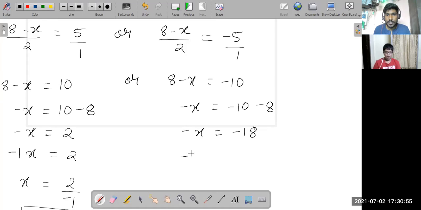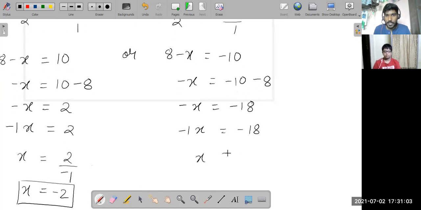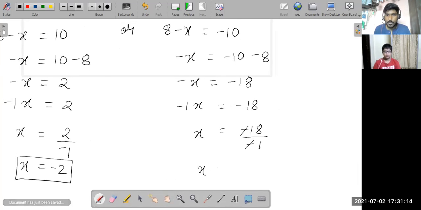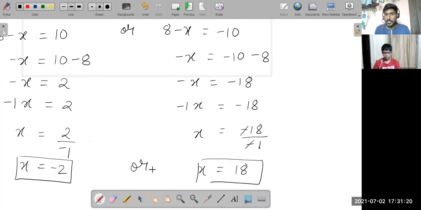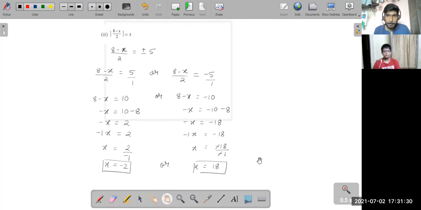Now if you see, you have minus minus on both sides. So we'll do the same thing. This we write as minus 1x is equal to minus 18. And this will become x is equal to minus 18 divided by minus 1. Minus and minus became plus. So you have x is equal to plus 18. So x is equal to minus 2 or x is equal to plus 18. Did you understand this? Yes, sir. Okay, go through the sum. Can you see the entire sum? Okay, go through the sum and write it down immediately.